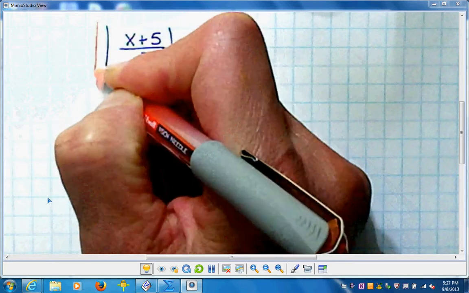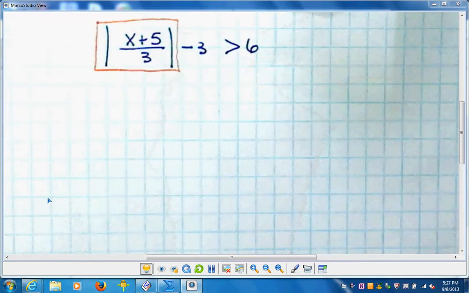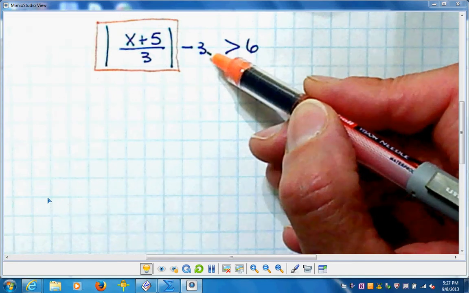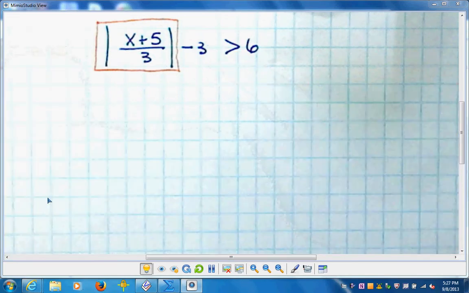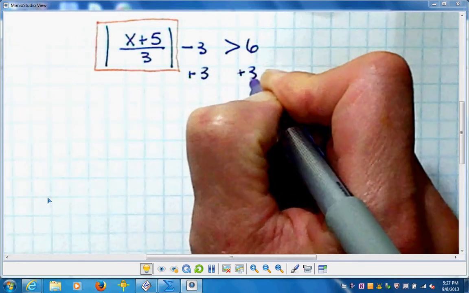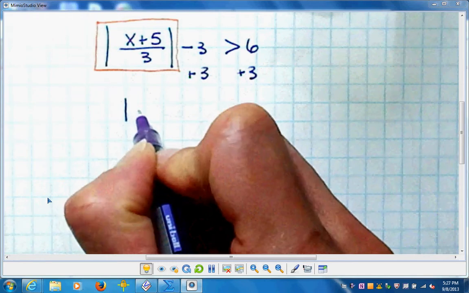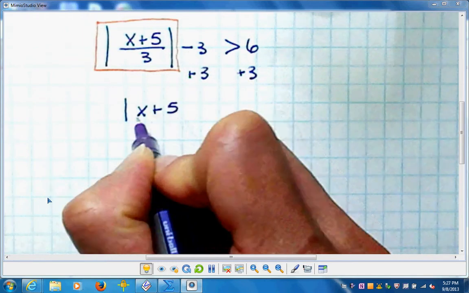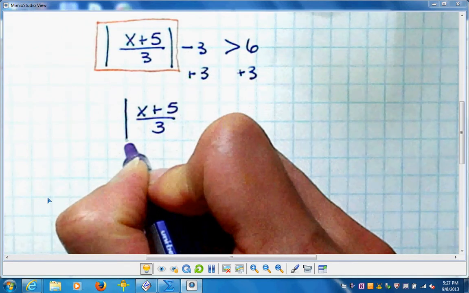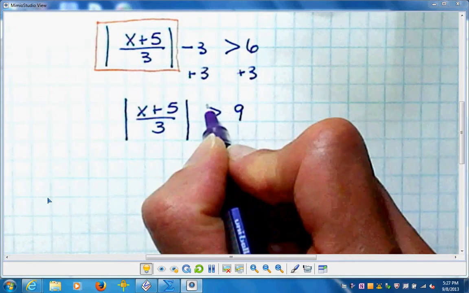Get the absolute value by itself, which means we need to get that 3 out of there. So we're going to do that by adding 3 to both sides. So that gives me the absolute value of x plus 5 over 3, all of that's inside the absolute value, is greater than 9.